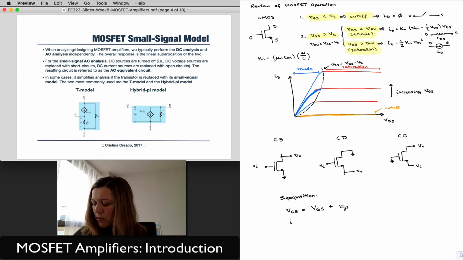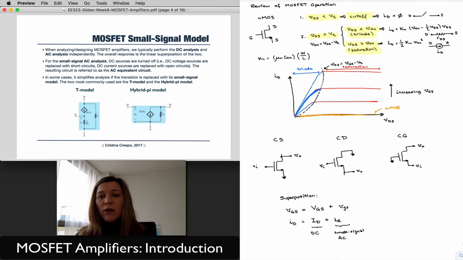Same thing with, let's say, drain current, which is going to be ID. The DC portion represents the Q point or quiescent drain current, plus the small signal AC portion, which represents the change in AC current as we apply a small change in the input signal. And so typically, again, the first part will be the DC component. The second part will be the small signal AC component.